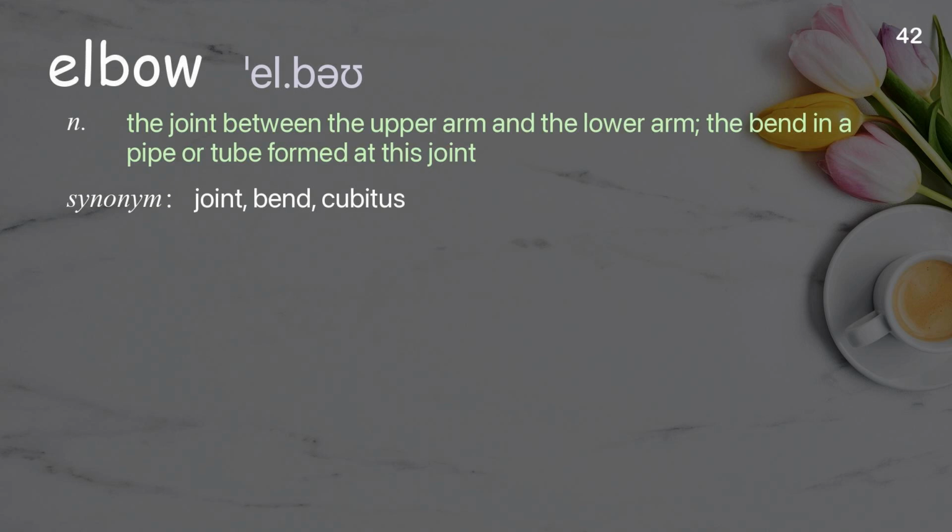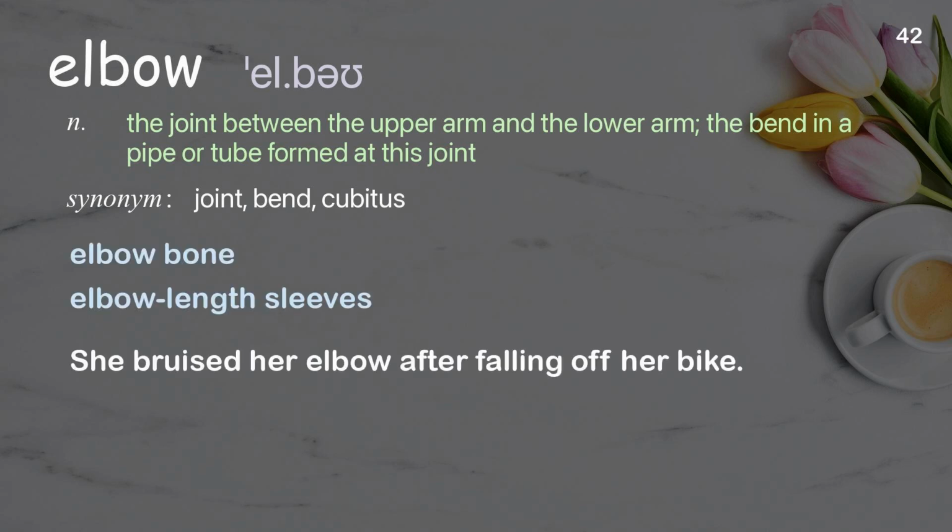Elbow. The joint between the upper arm and the lower arm, the bend in a pipe or tube formed at this joint. Examples: Elbow bone. Elbow-length sleeves. She bruised her elbow after falling off her bike.